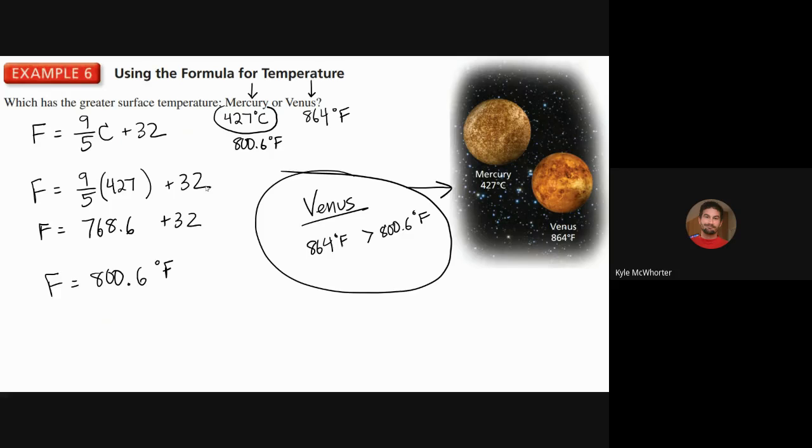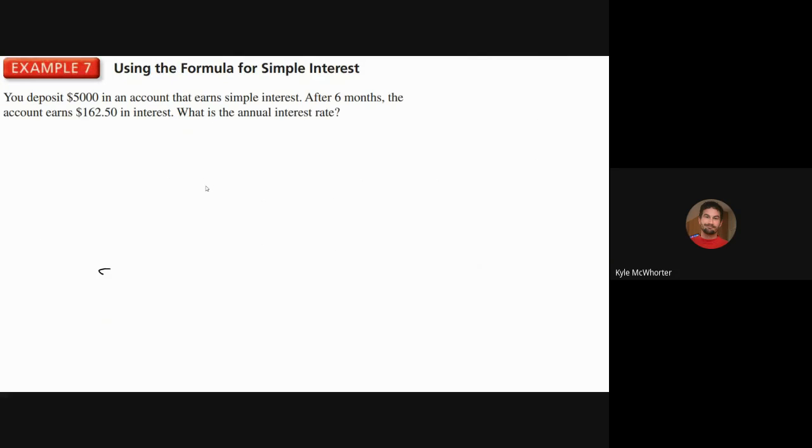Okay, so example 7. You deposit, dang, you're rich. You deposit $5,000 in an account that earns simple interest. After 6 months, the account earns $162.50 in interest. What is the annual interest rate? So what we're going to be solving for, what is the annual interest rate? We're going to be solving for R in this equation, I equals PRT.